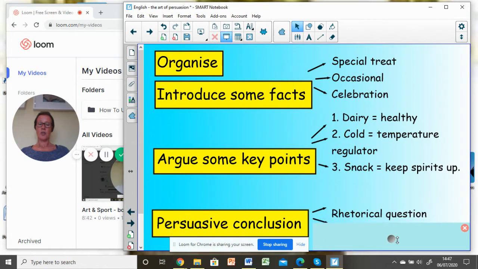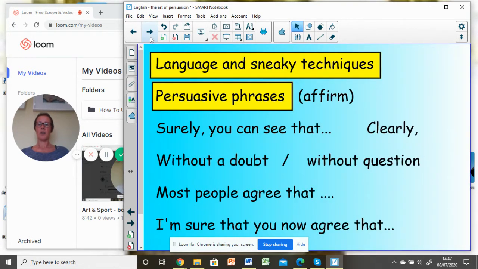And the conclusion might use a rhetorical question. Do you remember rhetorical questions aren't questions that need an answer? They're questions that raise a thought and make the reader or listener think. And the conclusion usually repeats something to hammer home the persuasive point. Let's have a look if we were thinking about trying to persuade someone to buy an ice cream.